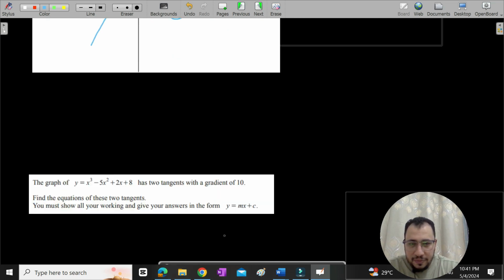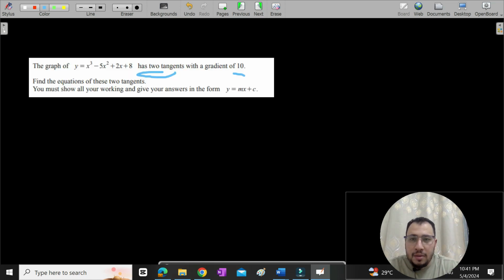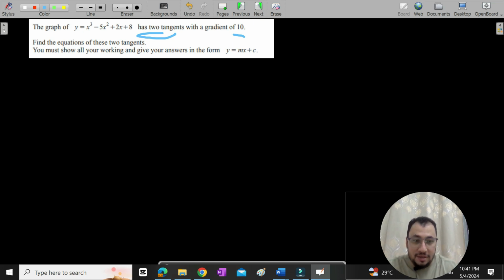This graph has 2 tangents with gradient 10. Find the equations of these 2 tangents. Please pay attention to that. Why? Number 1, this question came in May-June 23 and it cost 7 marks. This was a 7 marks question.